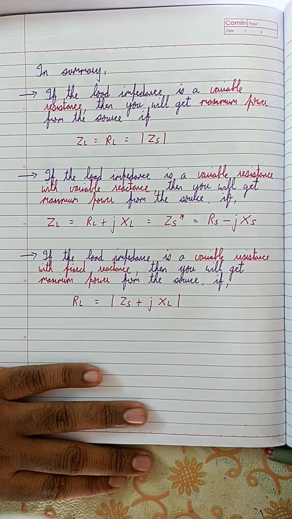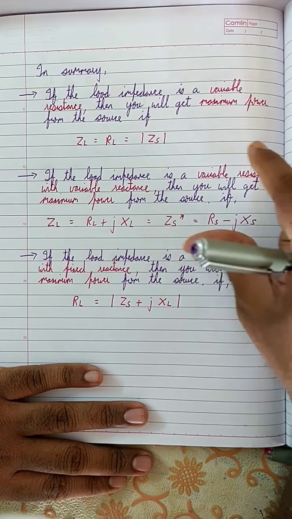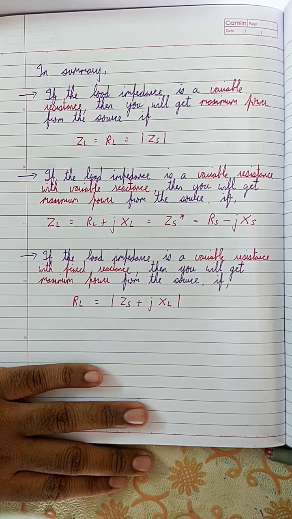So first you apply Thevenin's theorem to get the equivalent voltage source with the series impedance, and then you apply the corresponding equation depending on the type of the load.